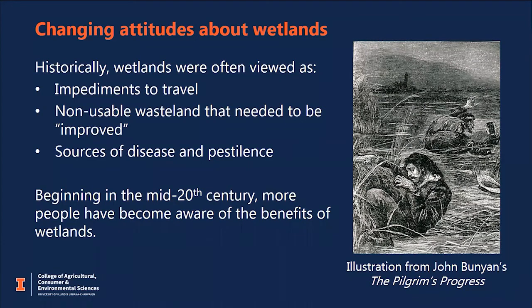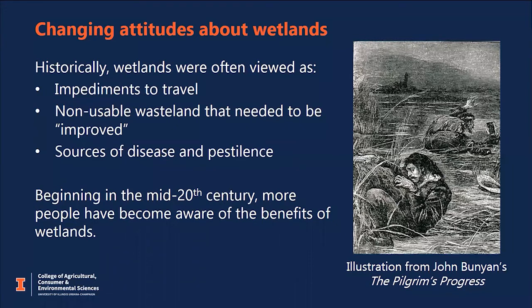Some of those benefits that were first recognized were the value of wetlands in coastal regions for fish and shellfish production. The fishing industry was really dependent on coastal wetlands for fish production. In addition, in the interior of the United States, in the interior plains, marshes were recognized beginning in the mid-20th century as very important sites for waterfowl production.